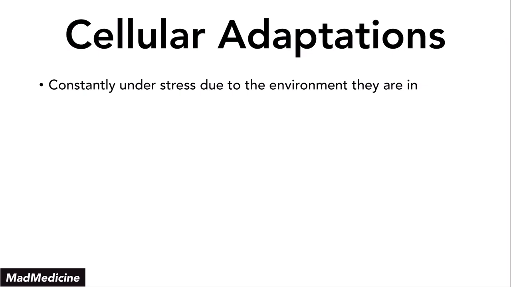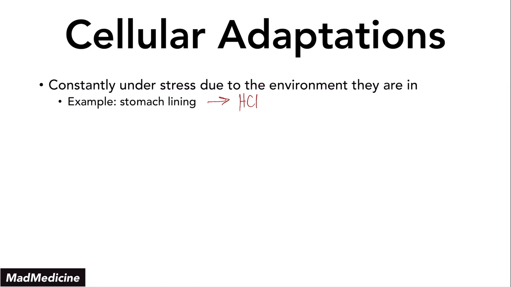When it comes to our cells, you need to remember that the environment they're in is very harsh for the most part. One example of this is our stomach lining. Our stomach lining is constantly being exposed to what? Hydrochloric acid. That's a very acidic fluid, and that acid has the ability to corrode away the epithelial lining of the stomach.